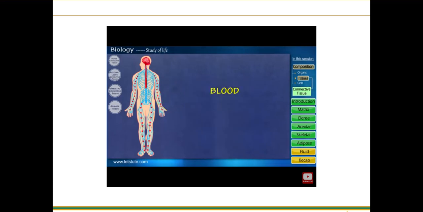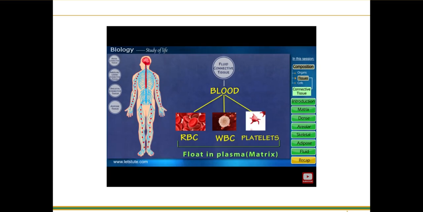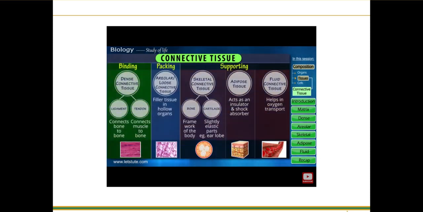Yes, it's the blood. Blood is a fluid connective tissue which has many cells like RBCs, WBCs and platelets suspended in a liquid medium called plasma. So here we've completed seeing all the types of connective tissue and simultaneously learned the functions of this tissue.